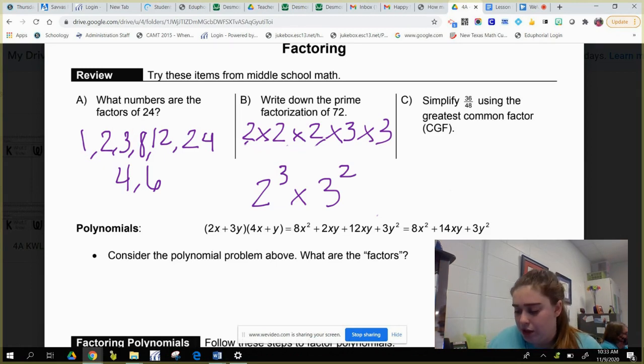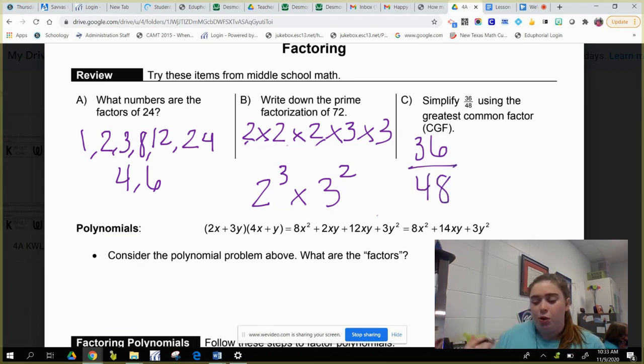All right, and then let's look at the last one, C. So this one gives us the fraction 36 over 48, and it wants us to simplify it using the greatest common factor. So we've kind of already done this, just solving equations and stuff like that when we have a really large fraction and we think, can we reduce this fraction any? Well, what we're doing when we reduce it is taking out the greatest common factor. So the greatest common factor is a number that you can take out of both of those numbers on the numerator and denominator. So look at 36 over 48.